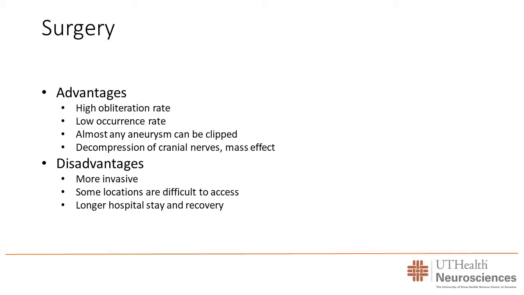Okay, so here are the surgery advantages. We can get rid of more aneurysms completely through surgery because there's no more blood going into the neck. The recurrence rate is lower, it's not zero. There are very few aneurysms that can't be clipped, and the other advantage is that once the clip goes on, the pressure from the mass of the aneurysm can go away right away. So if you are having, say, double vision, the best chance for the double vision to go away quickly is through the surgery.